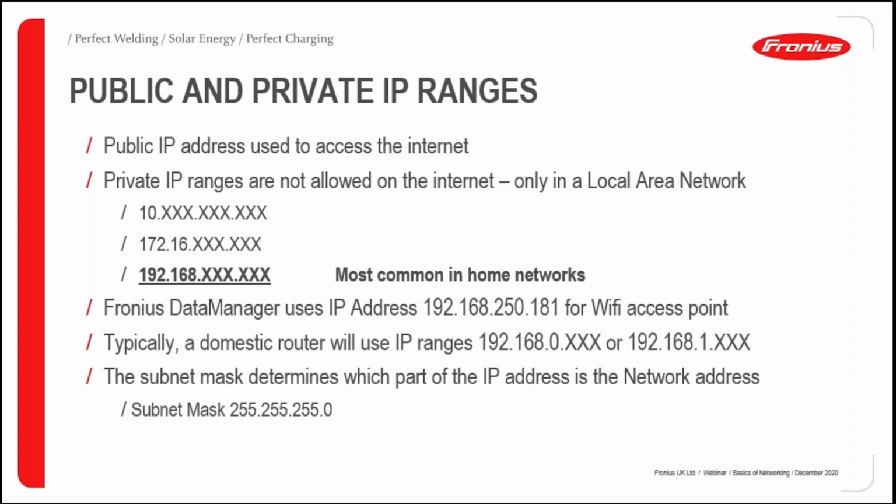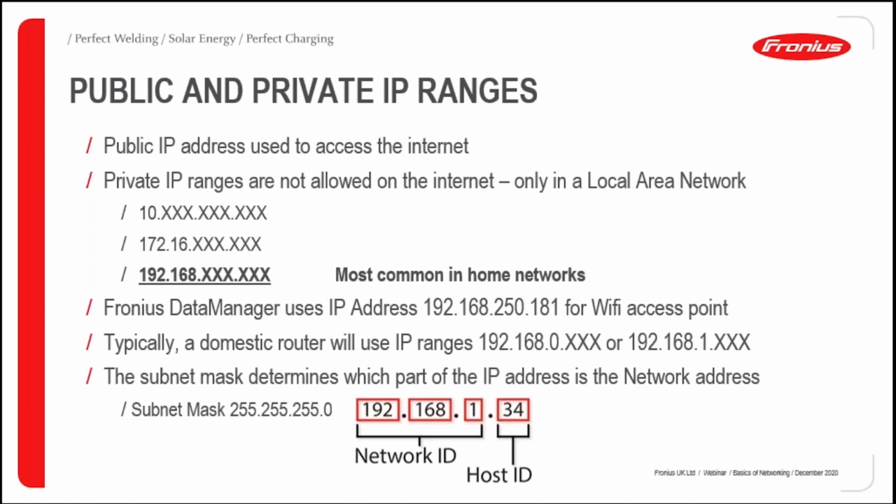Each network will also have a subnet mask, and that subnet mask denotes which part of the IP address is the network ID and which part is the host. So for example, you can see 255.255.255.0 means that the first three octets relate to the network ID, and the last one relates to the host ID. And this is the most common setup that you'll see when you're configuring a data manager.